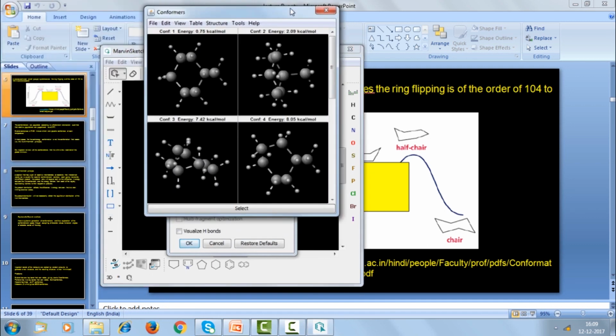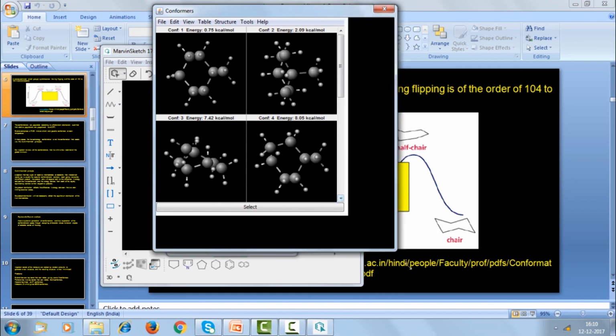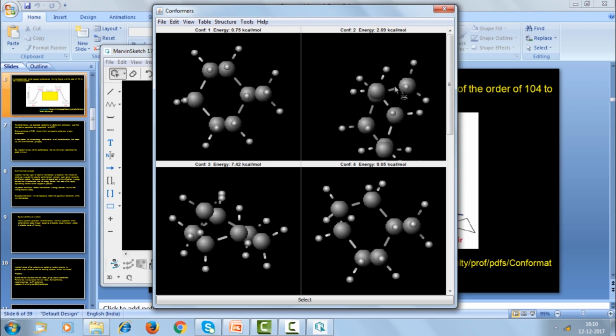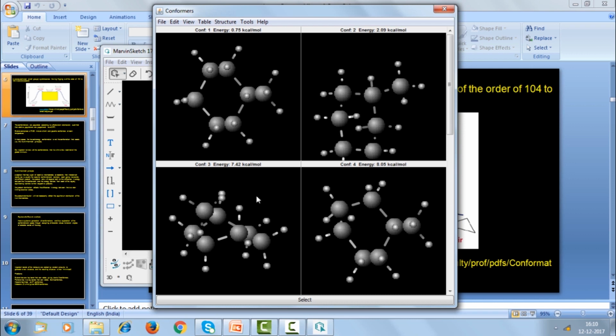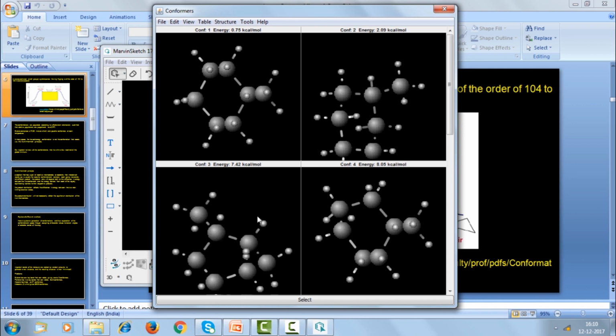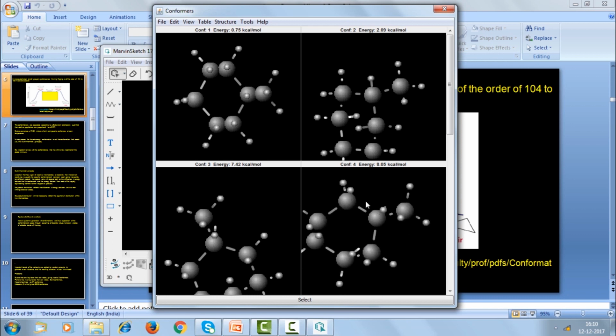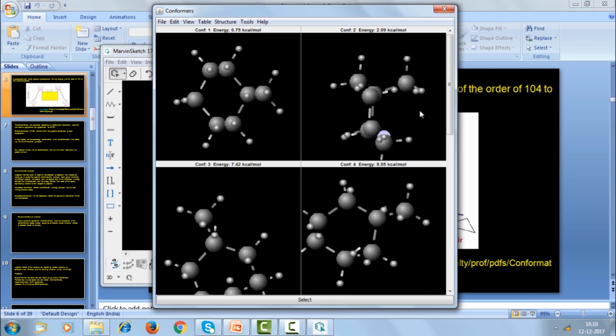Look at this. Okay. So, it is giving you different conformations of this substituted cyclohexane. So, this is 9.75. So, this is very different. Okay. So, forget about this. This is 1.42. This is substituted. This is 8.05. Okay.